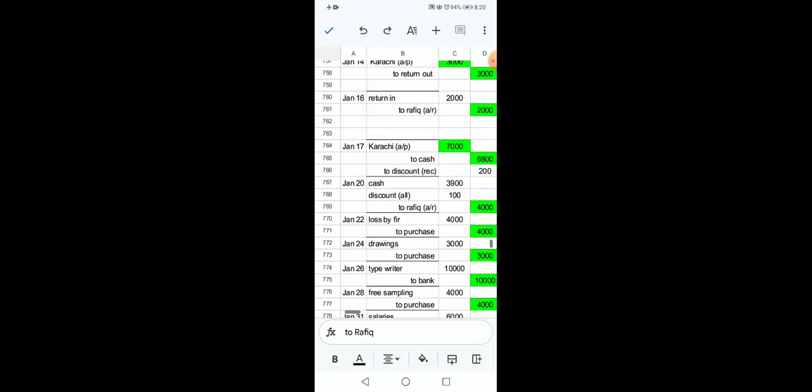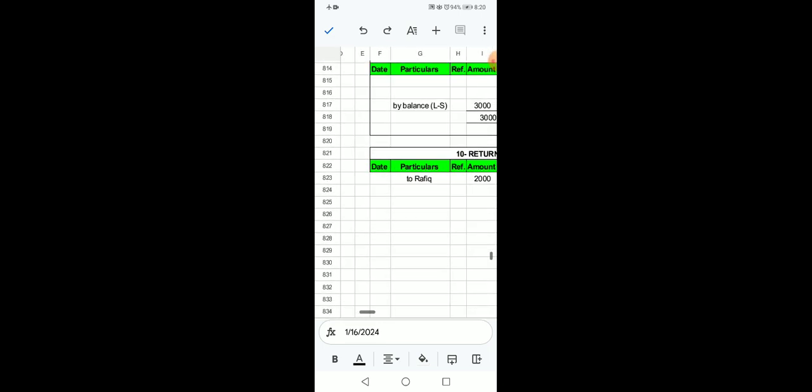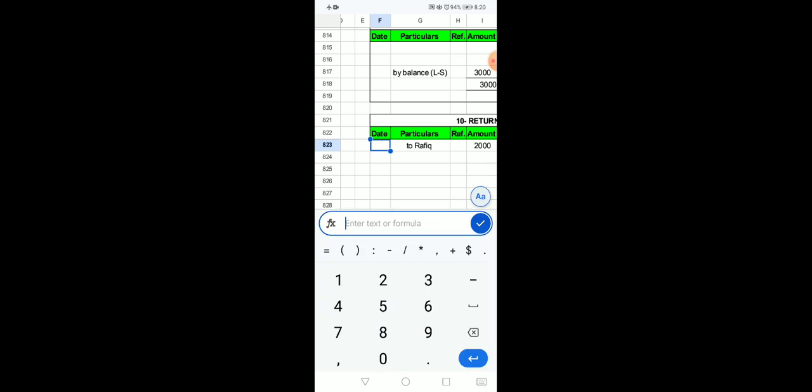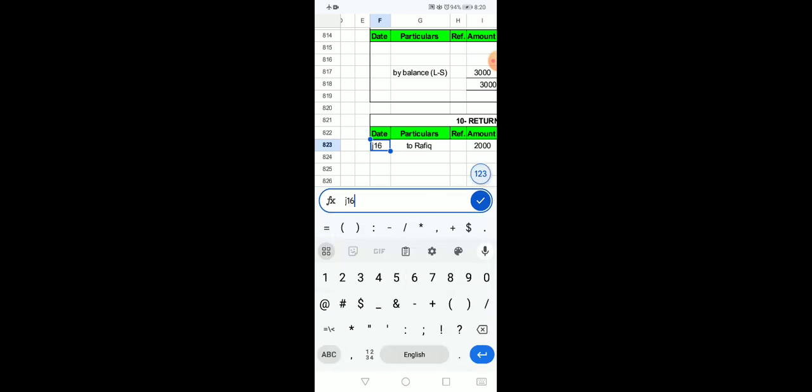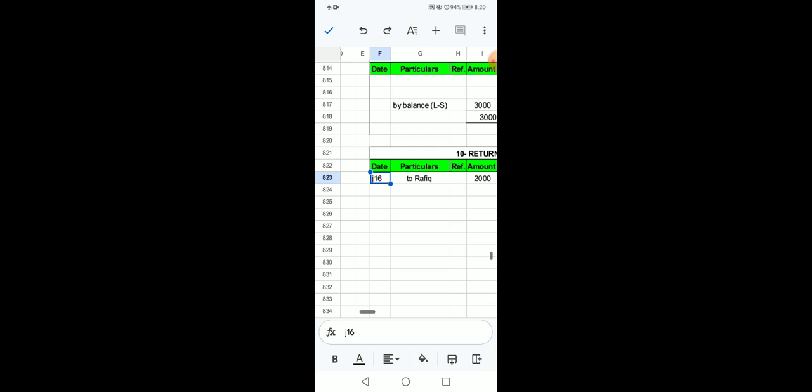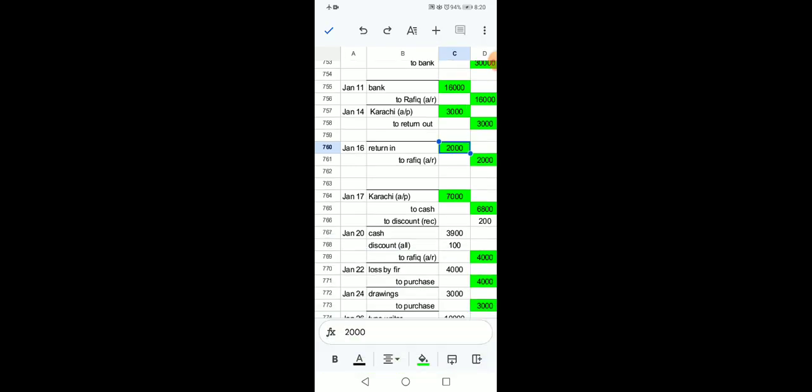For this 2000 entry, let's check it out. What is the date? It's January 16. Put date January 16 in date column. This way entry has been completed. Let's see if any other journal entry has return in. This was the entry we were related with and it has been posted. That means entry has been completed.